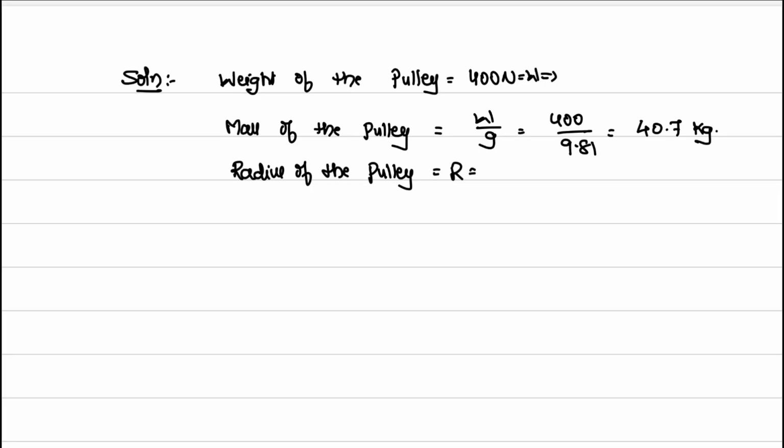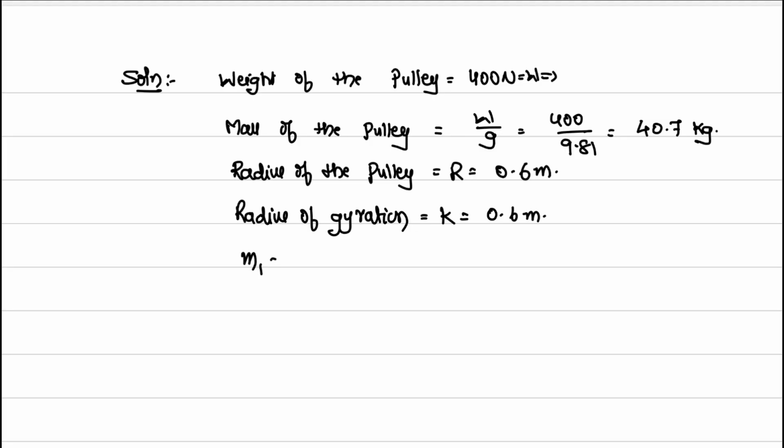Radius of the pulley, R, is how much I have given? 0.6 meters. Radius of gyration, these are the given values what we are writing. We are not solving anything here. Radius of gyration K is equal to 0.6 meters.